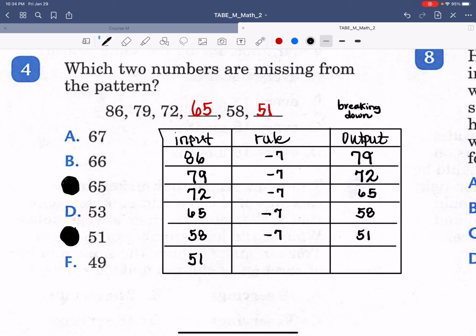Okay. You have to pick both of them because the question asks which 2 numbers are missing from the pattern. If you wanted to go ahead and finish this row, you can. I don't like leaving things unfinished. 51 minus 7 is what, 44? But you don't have to do that if you don't want to. We have our answers.